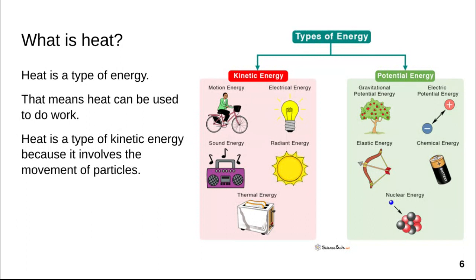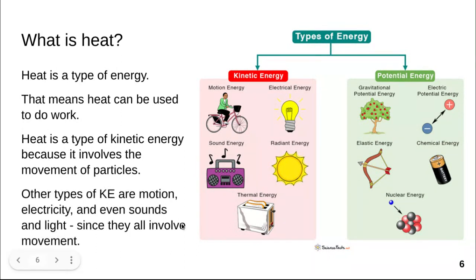So, one major class of energy is called kinetic energy, and all forms of kinetic energy involve movement. Heat or thermal energy involves the movement of particles. As they gain heat energy, the particles start to move faster. As they lose heat energy, the particles start to move slower. So you can observe the amount of heat energy something has based on how quickly the particles are moving.